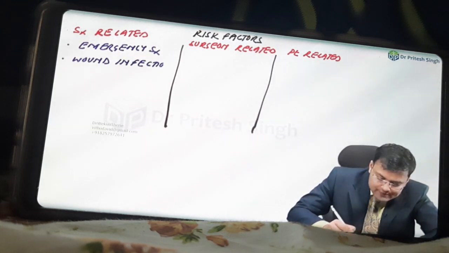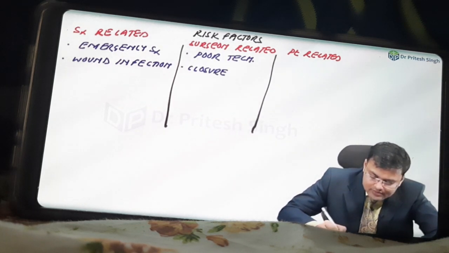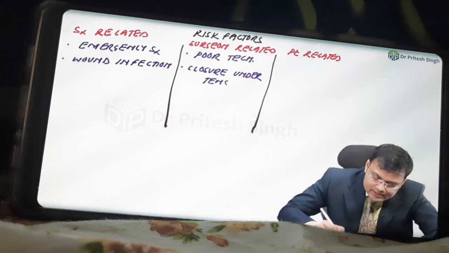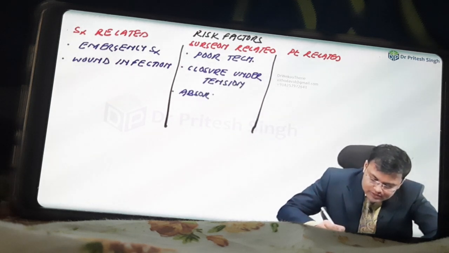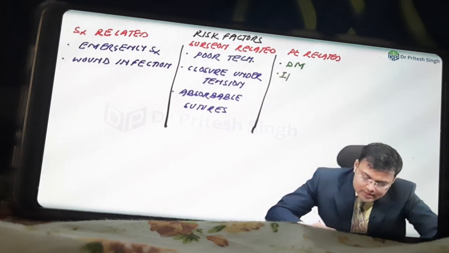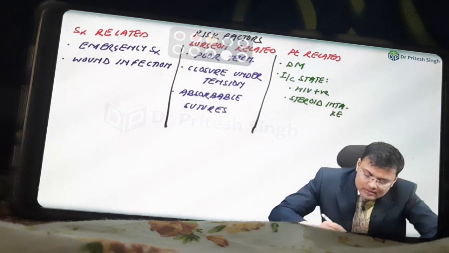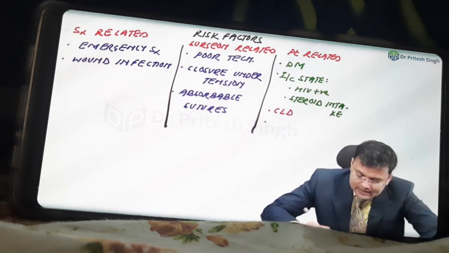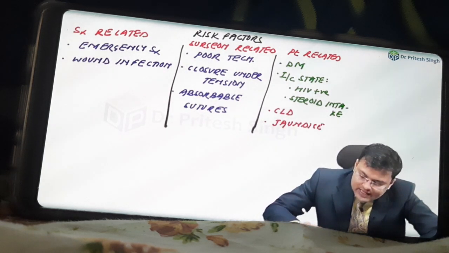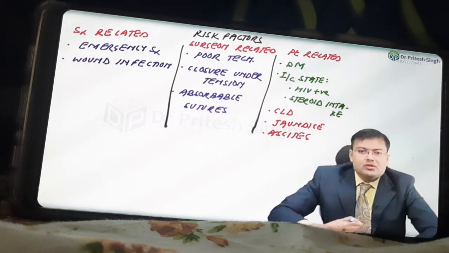Surgeon related: poor technique, closure under tension, and use of absorbable sutures. What about patient related? Conditions which impair wound healing, like diabetes mellitus, immunocompromised states like HIV positive, steroid intake, and chronic liver disease because of impaired protein synthesis. There is jaundice and ascites. Why? Because of increased abdominal pressure. So these are the risk factors.